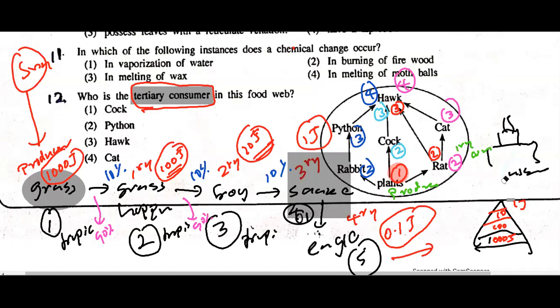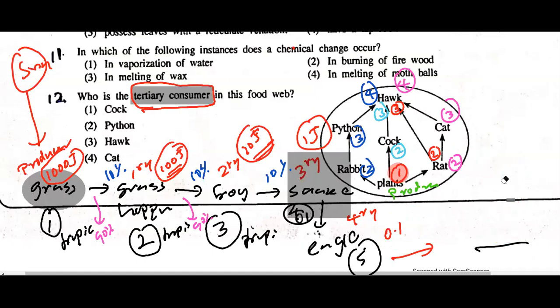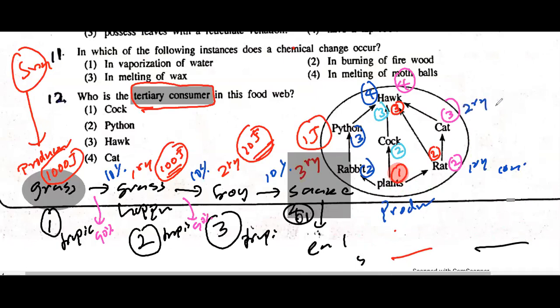Try to understand this. Rat will be the primary consumer. Plant will be the producer. Okay, I'll write like this: plant, producer. Rat will be the primary consumer. I put CON, C-O-N, consumer. Then cat will be the secondary consumer. I put CON-S. And then this will be the tertiary consumer.